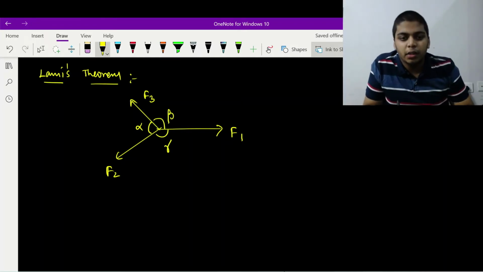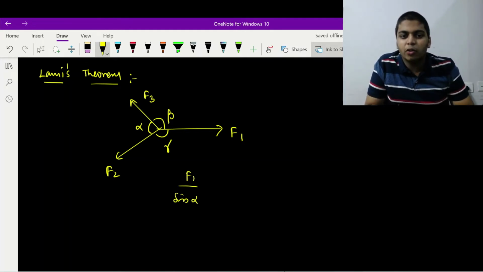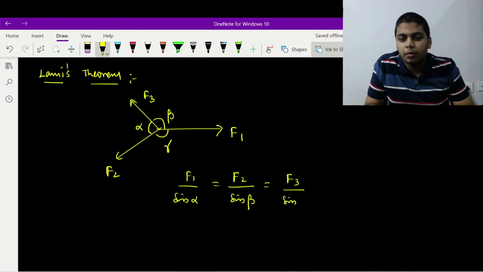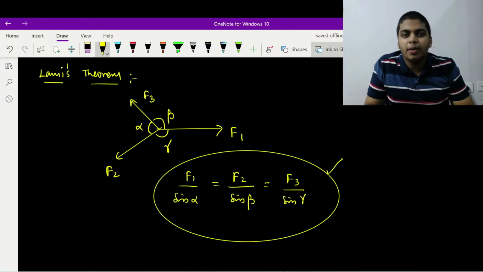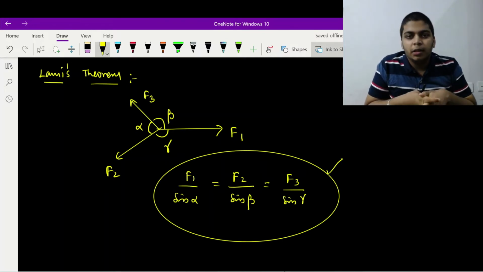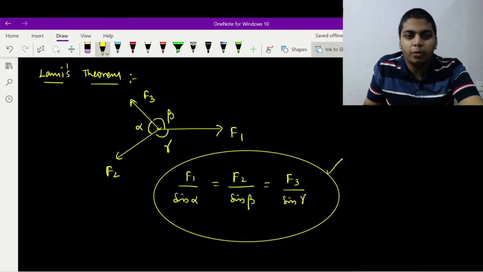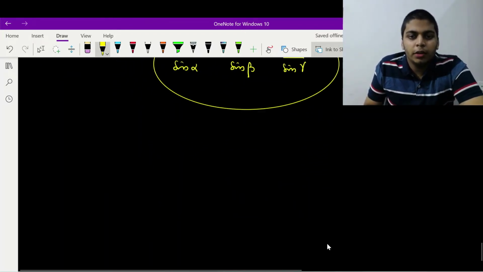Lami's theorem states that F1 by sine alpha, where alpha is the angle opposite to force F1, is equal to F2 by sine beta, where beta is the angle opposite to F2, and that is also equal to F3 by sine gamma. This is Lami's theorem, and it will actually save time instead of resolving vectors in some problems. So now I'll be discussing one of the problems. Let us look into this problem.